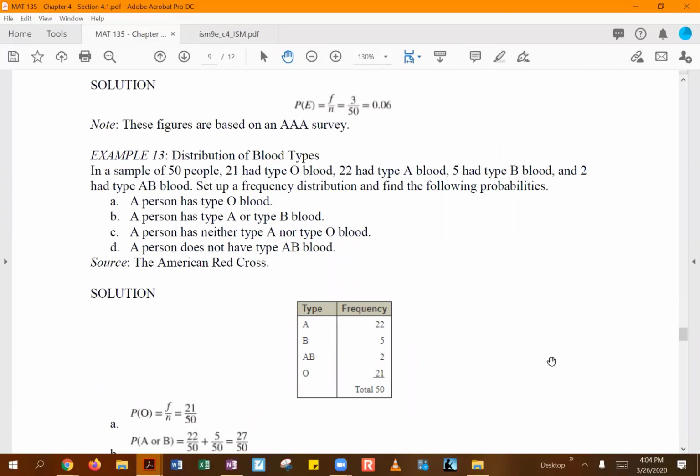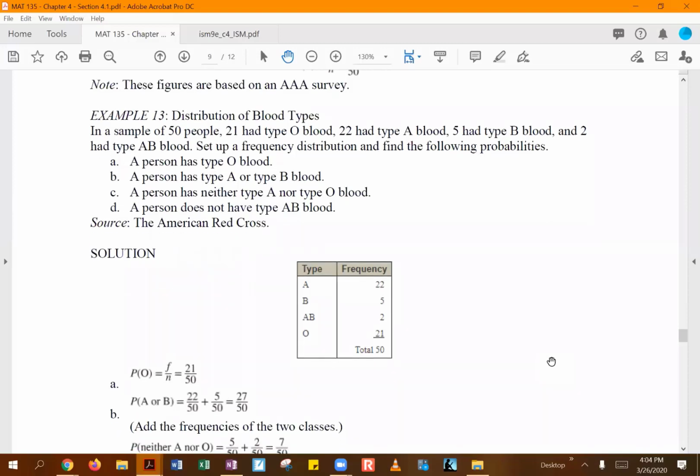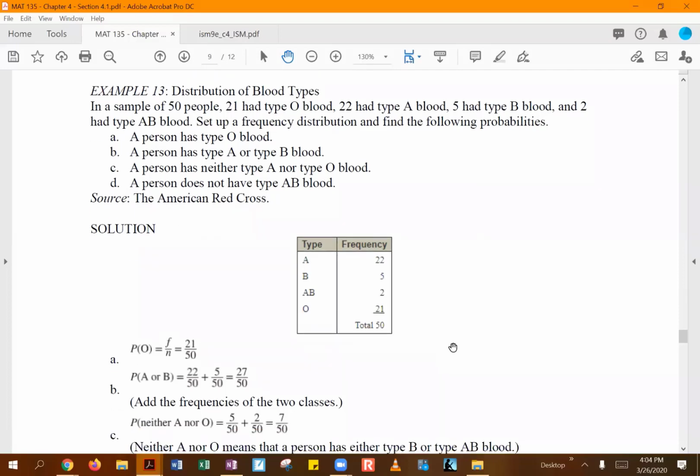How about this example? In a sample of 50 people, 21 have type O blood, 22 had type A, 5 had type B, and 2 people had type AB blood. Setting up a frequency distribution, you can see what it looks like right here. Now the question is, the person has type O blood. What's the probability of this? You can see type O in our table is 21 out of 50. So that's where this 21 out of 50 probability comes from.